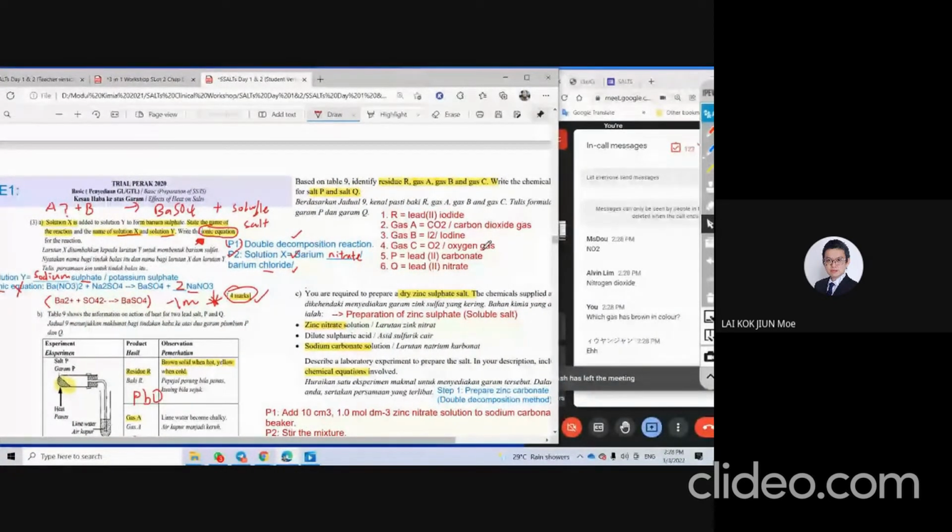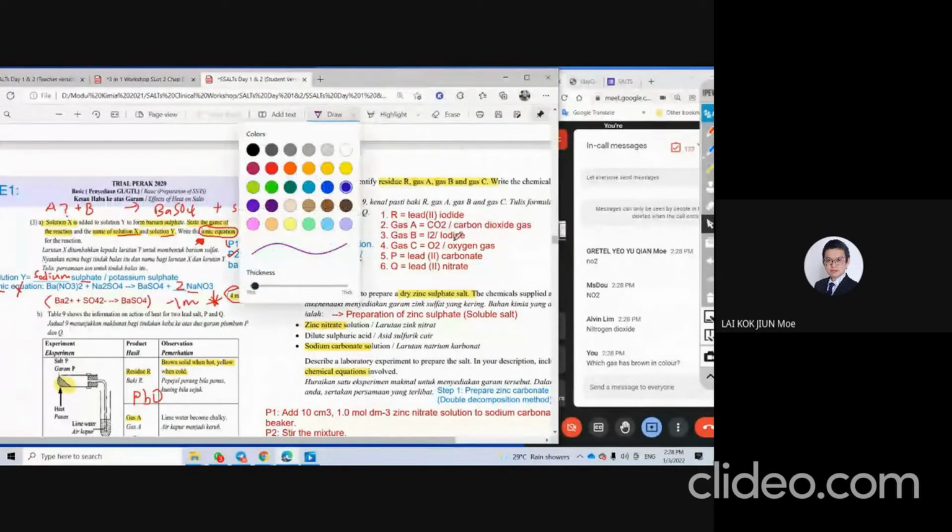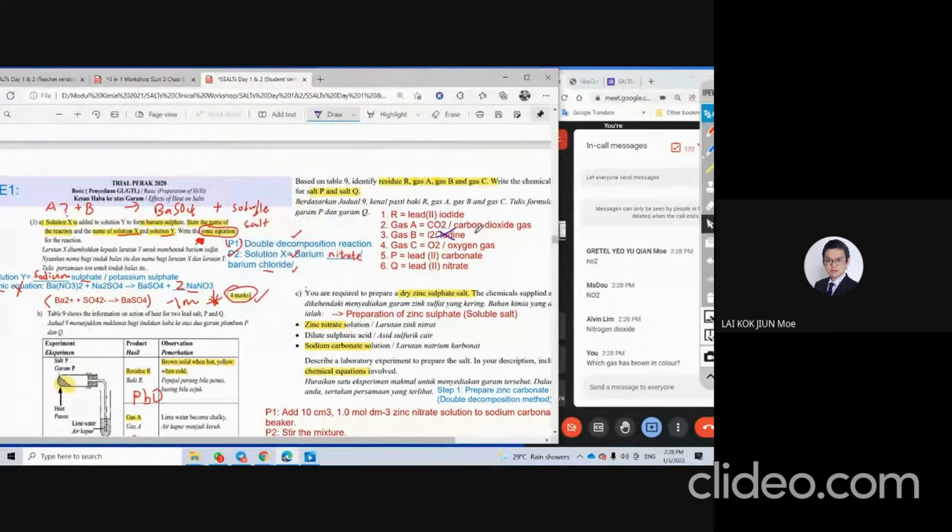Okay, Alvin, very good. So this one is the wrong answer. Don't just follow my answer. Not all the answers are correct. This is nitrogen dioxide. And the gas C will be oxygen. Very good. No problem.